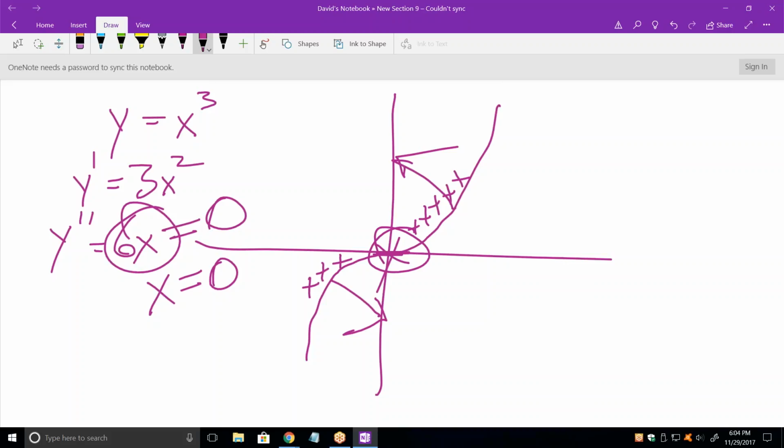But the main thing I'm trying to point out is just because the first derivative is equal to 0 does not mean you automatically have a relative extrema. You do have to do the second derivative test and make sure that it's not equal to 0. As long as the second derivative does not equal 0 at that point, then it is going to be a relative extrema.